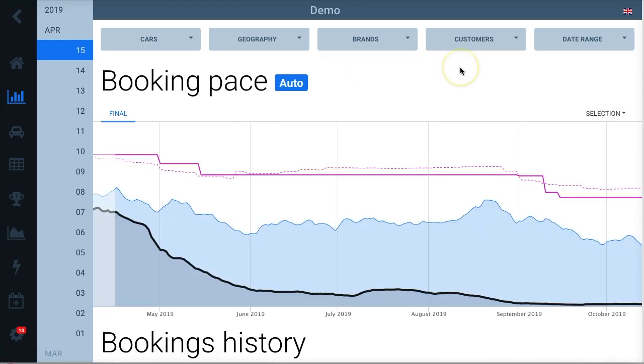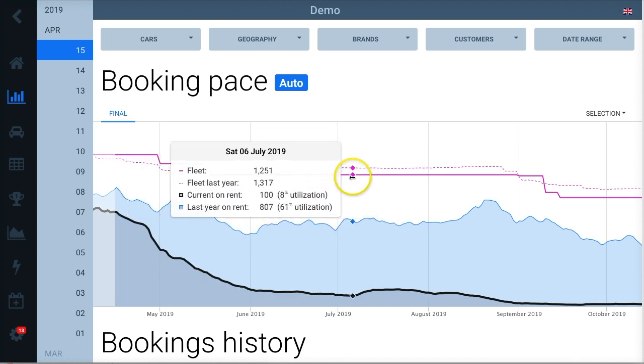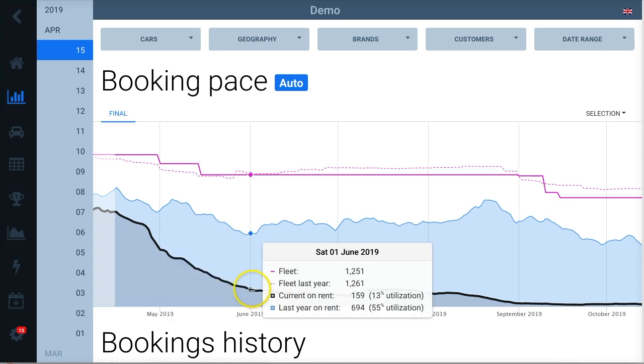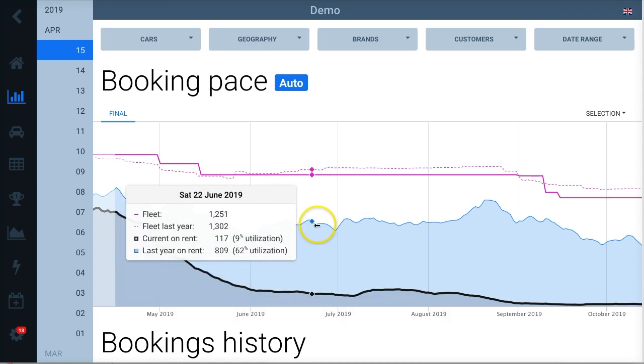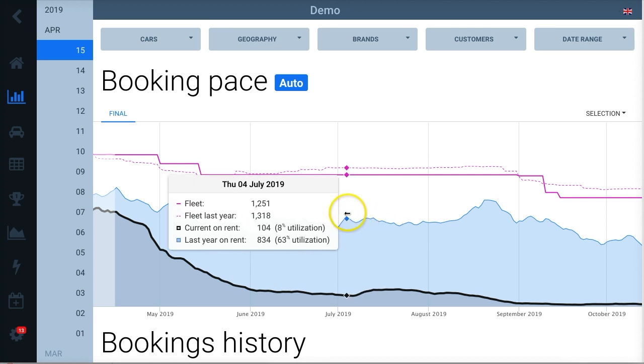If I want to check again my current year, I click back date range and then automatic in order to see another period, which is this year. As a summary, keep in mind that the black line is the current situation, the blue line is the final of last year, and we still have this year and last year fleet.